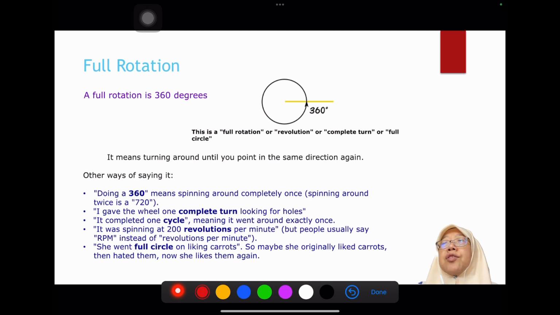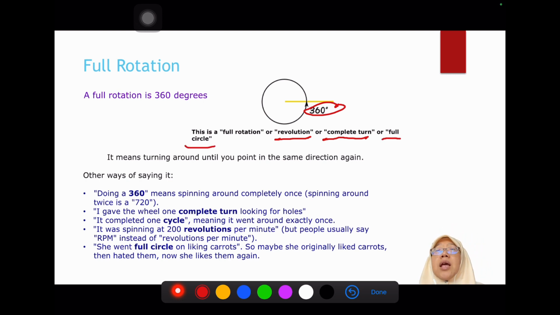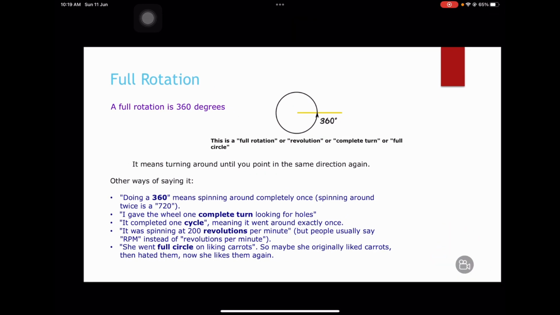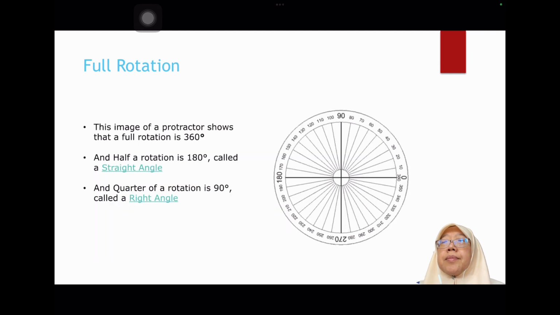Full rotation is 360 degrees, one whole round. Or we call it revolution, or we can call it complete turn, or we can call it full circle. So there are so many names for full rotation. It depends on the book that you will be using when you are teaching in your own school. So just remember some of the names here, which means a complete circle.